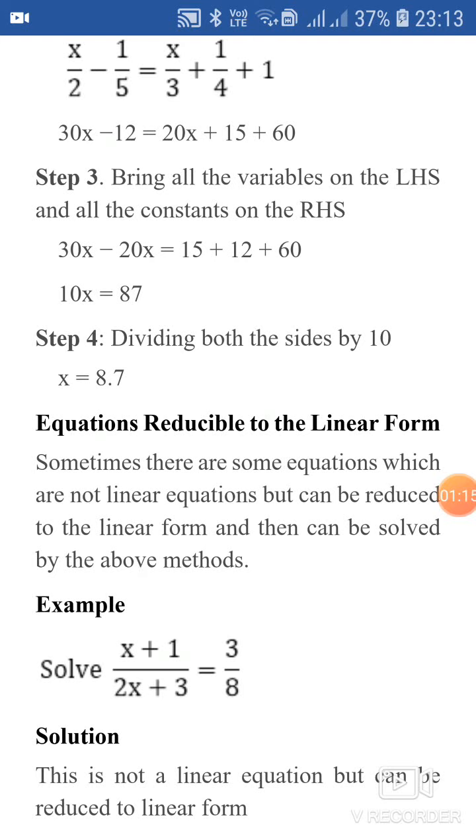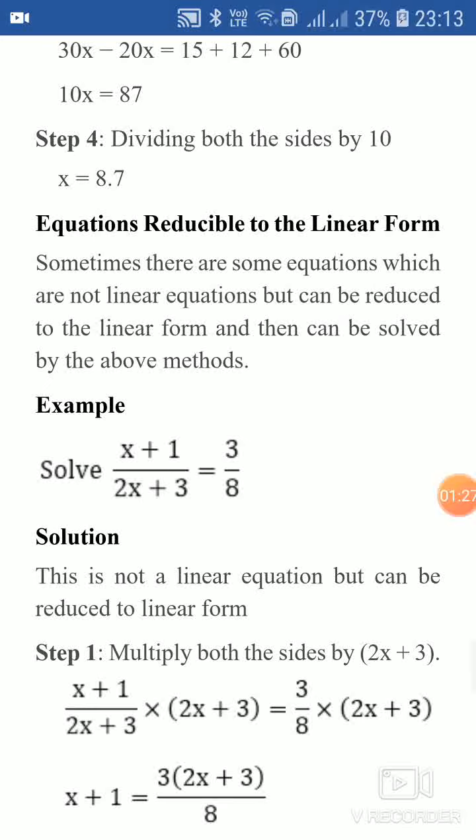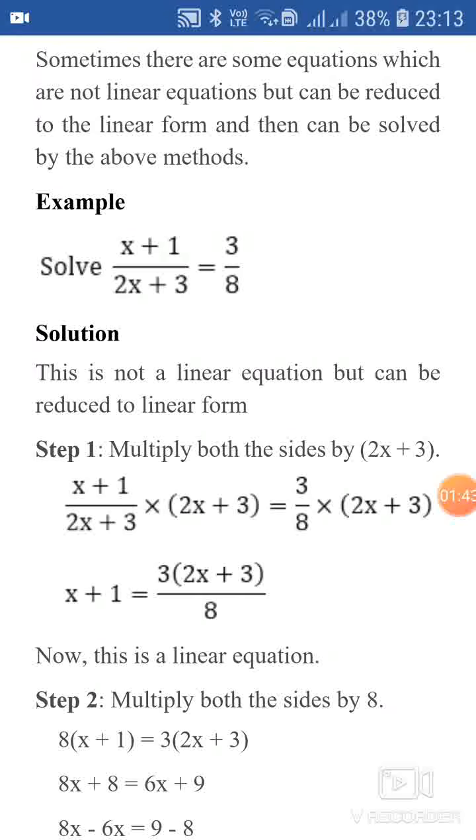Now comes another form of equation that we have to reduce. That means equations which are not linear but can be reduced to linear form. How? For example, x plus 1 upon 2x plus 3 equals 3 upon 8. Here you can see the denominators are there. We can shift the denominators to the numerators of the other side by the cross multiply method. We multiply the denominator on the right hand side, that is 8, with the numerator x plus 1 on the left hand side.